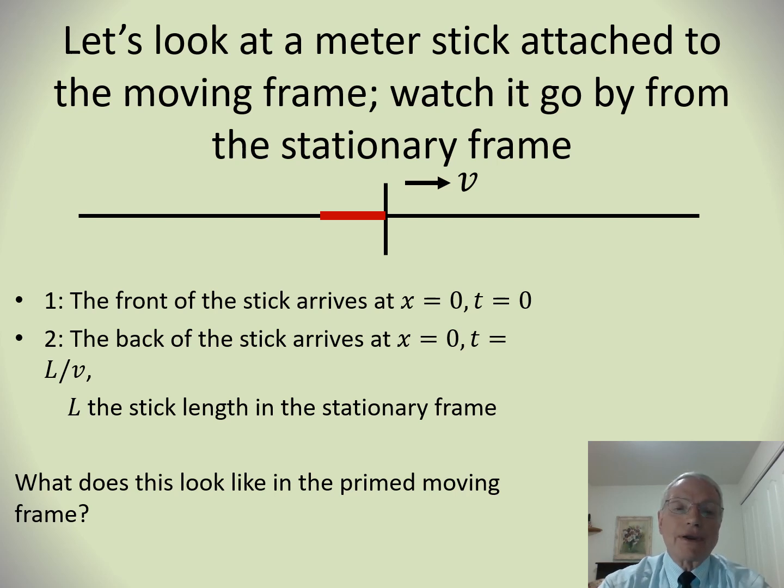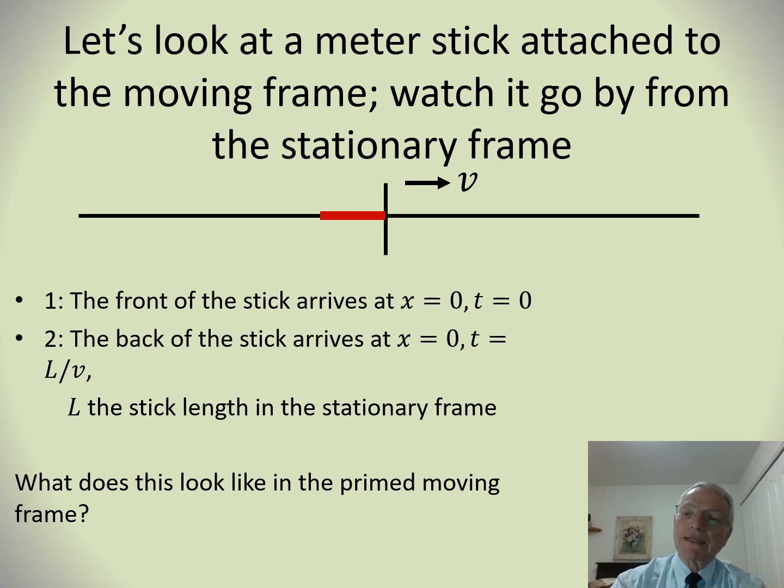In the stationary frame, this is what it looks like. Event 1 is going to be when the right end of the stick arrives at the origin of the stationary frame. And we're going to let that happen at time t equals 0 and the stationary frame x equals 0. We now let some time run. The stick will move to the right, and the second event is when the left end of the stick is at x equals 0. The time it takes for it to get to that position is, of course, the distance L measured in the stationary frame divided by the speed of the stick, which is the same as the speed of the frame. So that's event 2, x equals 0 and t equals L over v.